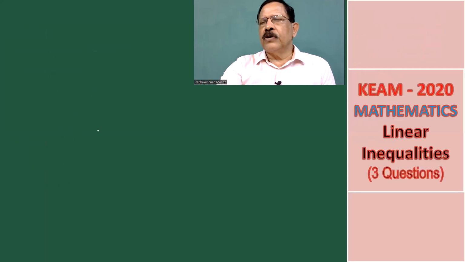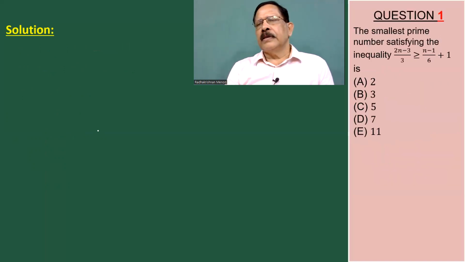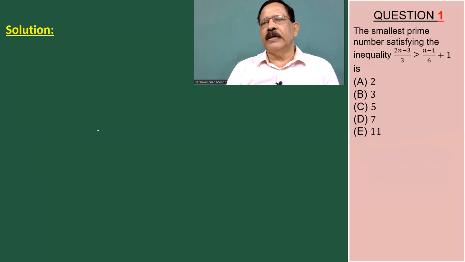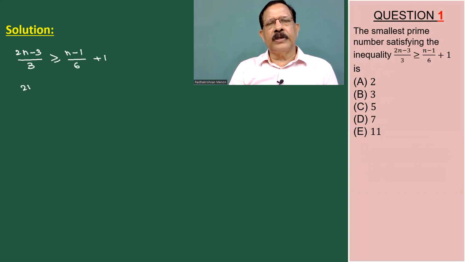Okay. Now let us go to the questions in 2020. Again, 3 questions were there. Okay, let us solve it. The smallest prime number satisfying the inequality. Okay, which is the inequality? (2n minus 3) divided by 3 is greater than or equal to (n minus 1) divided by 6 plus 1. Simplify this. When we take the LCM, the right side is (n minus 1 plus 6) divided by 6, that is (n plus 5) divided by 6.